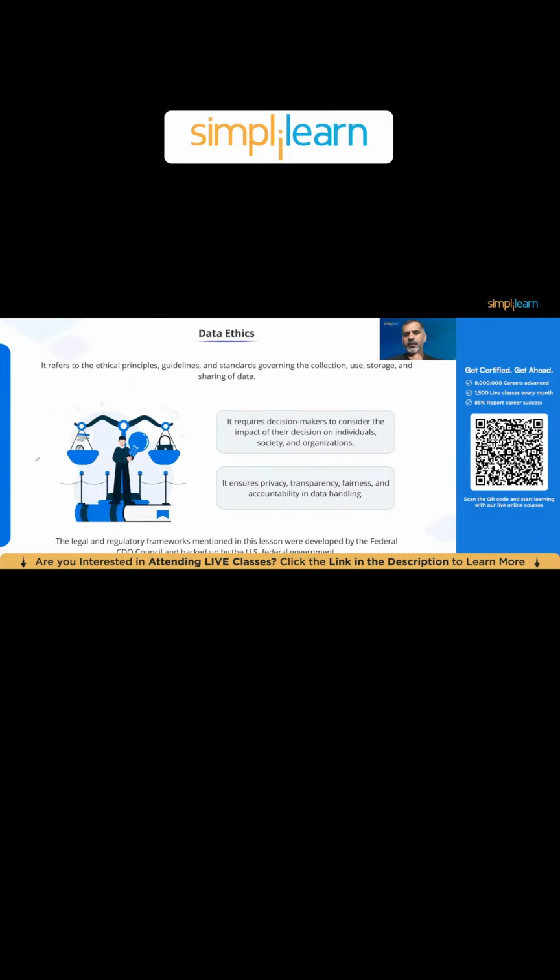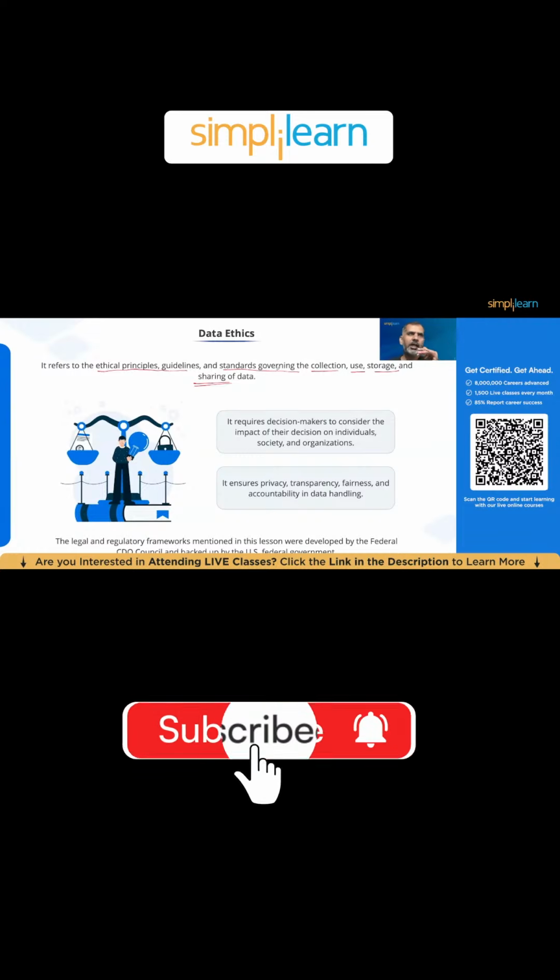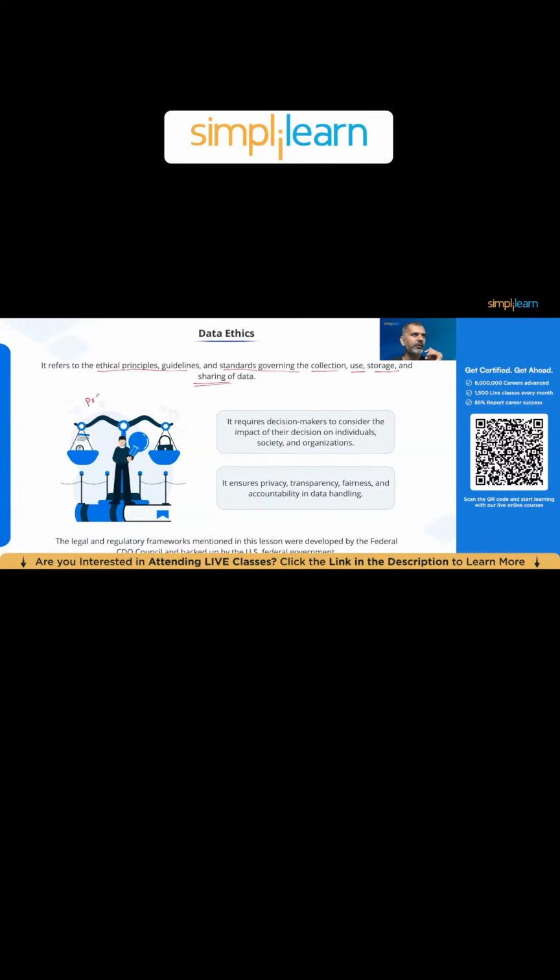So let's start with the introduction to data ethics. This is the first thing, where we need to understand what data ethics is and what comes under data ethics. We can say that data ethics basically addresses questions regarding the different ethical principles, guidelines and standards governing the collection, use, storage, and sharing of data. Whenever you are collecting data, what are the principles of collecting data, using data, storing data, and even sharing data? And I would add one more thing, processing of data. How you process that data is also very important.